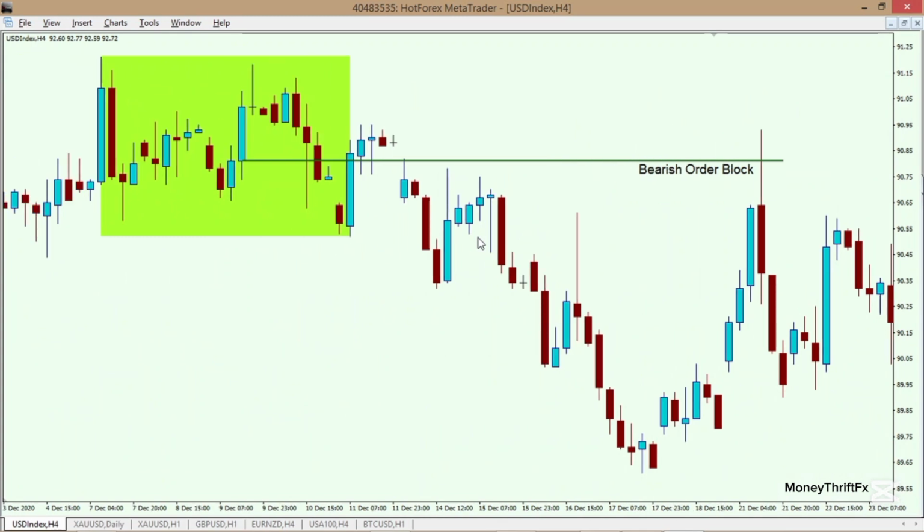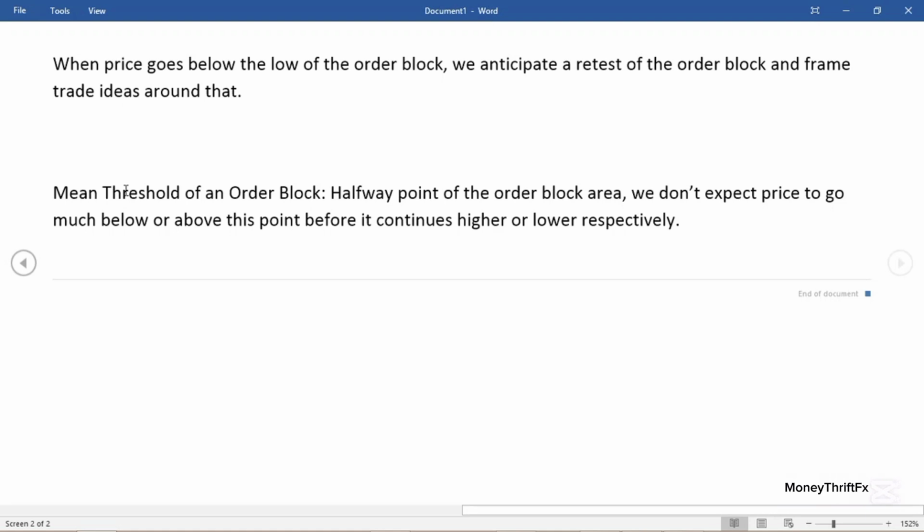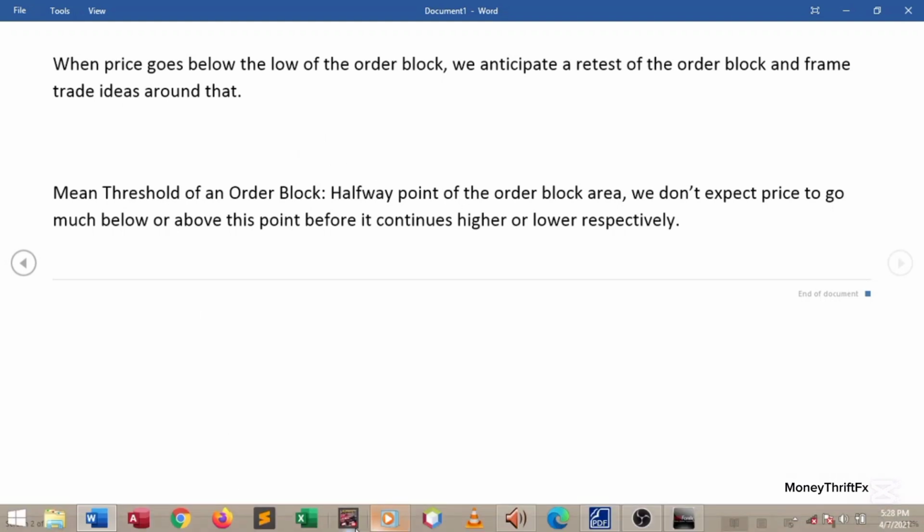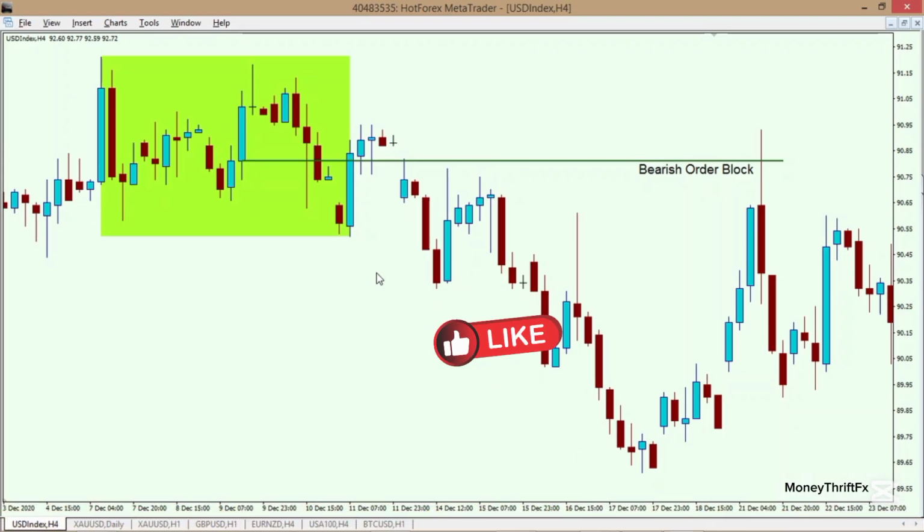And then there's something else I'll say about order blocks. It's called the mean threshold. The mean threshold is the halfway point of the order block area, and we don't expect price to go much below or above this point before it continues higher, otherwise it's invalidated. So we don't expect price to go much below it if it is a bullish order block, or much above it if it is a bearish order block. Right? Let me show you something. I don't expect you guys to really understand this in this case. It's something I wanted to teach in my mentorship to you guys.